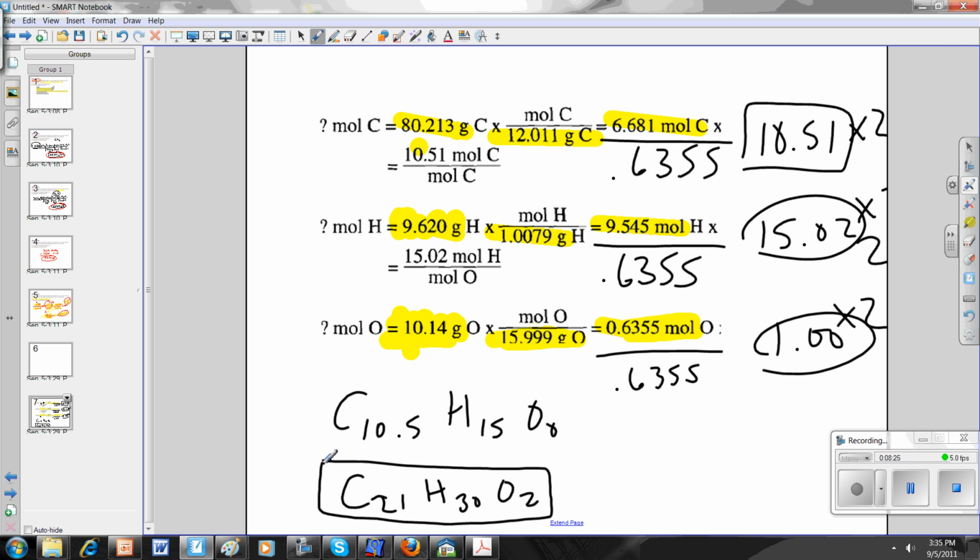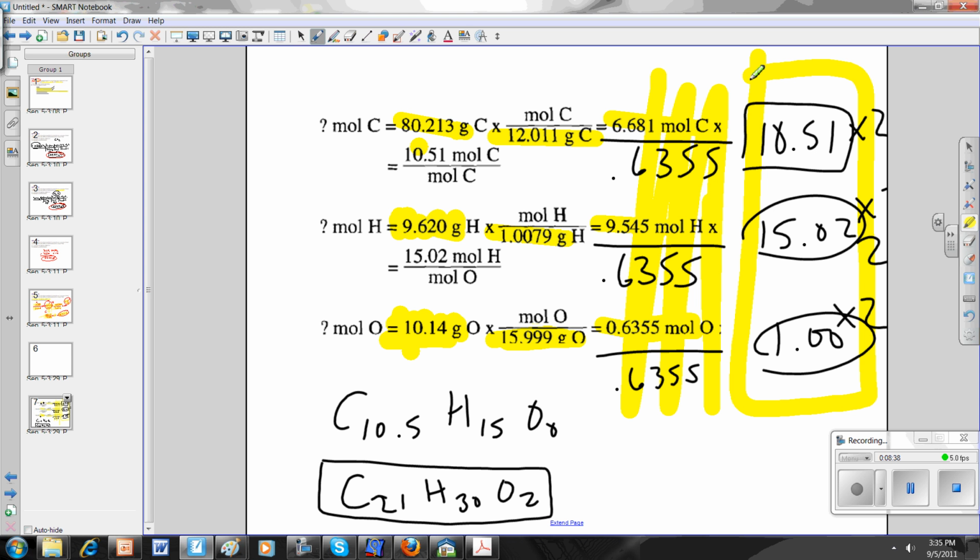Key part of this one is, remember, you cannot round after you divide by the smallest number of moles. When you're in this section right here, you divide by the smallest number of moles. The answer choice is right there. If they are not whole numbers, then you have to use decimal magic. And that's how you do problem 3.112.